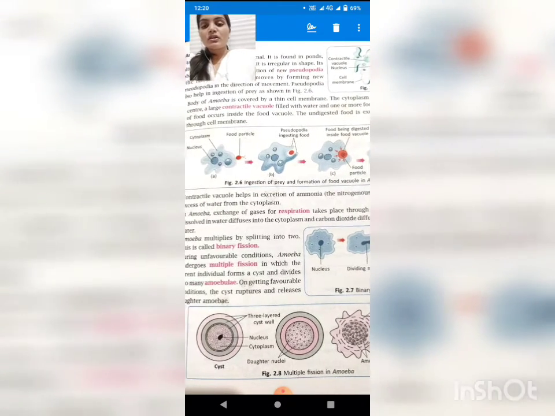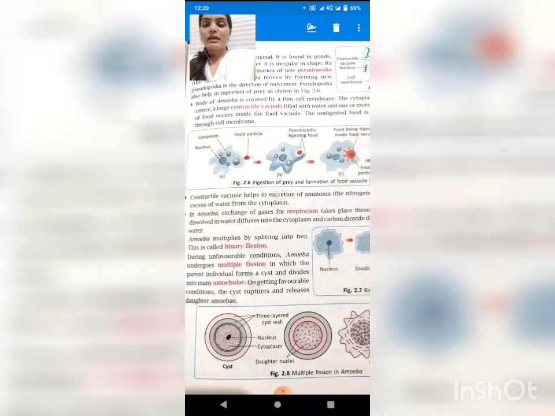See, they don't have a mouth. Okay, then how do they capture the food, how do they take the food? See, in this diagram you are able to see how they take the prey inside them. See, the red one is the food particle and the grey one is the amoeba cell.